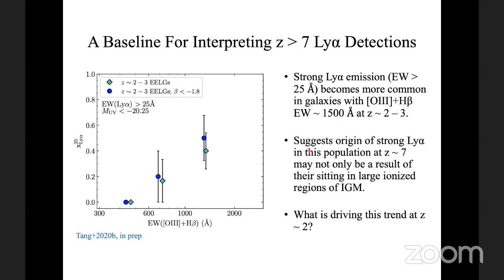So this suggests that the strong Lyman-alpha emission seen in this population at redshift 7 may not only be a result of them sitting in large ionized bubbles, which can boost the transmission of the Lyman-alpha through the IGM. So what drives this trend at redshift 2 to 3?